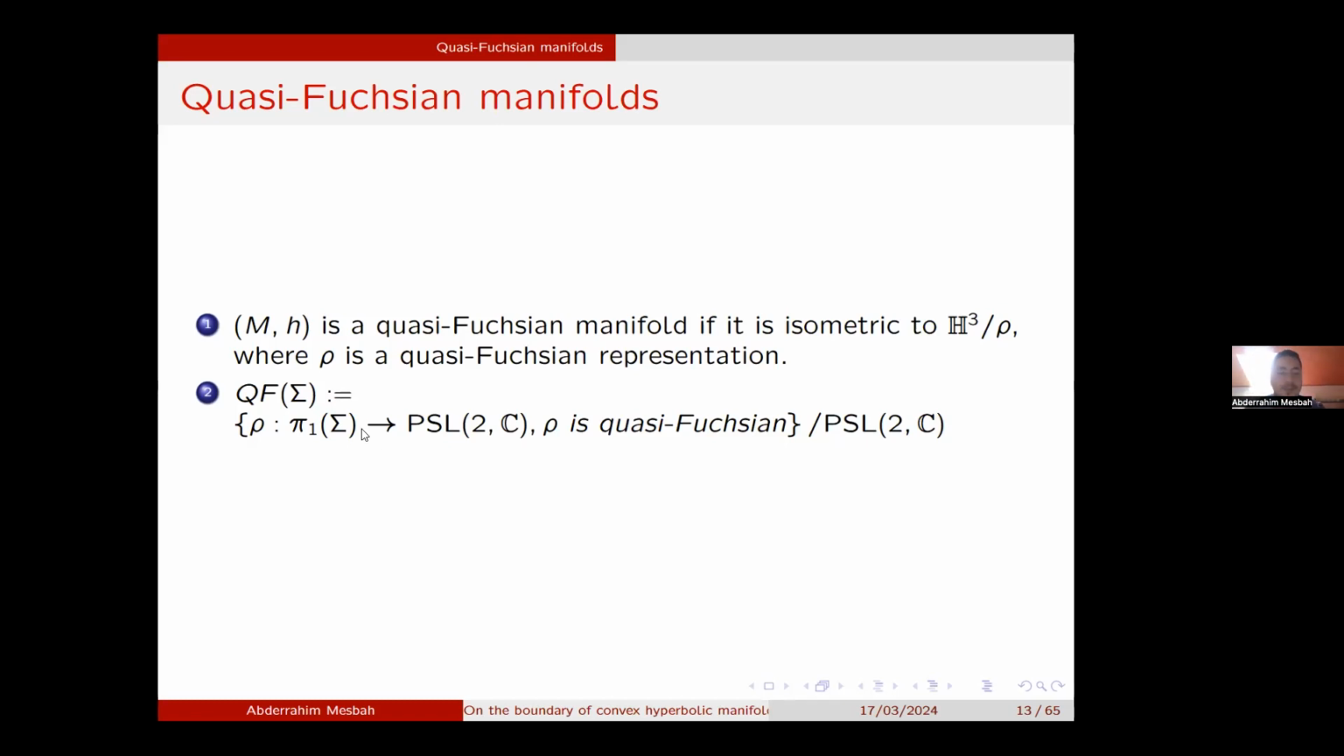Something that we should know is that this point of view, when we see quasi-Fuchsian manifolds as representations, allows us to define a topology on the space of quasi-Fuchsian manifolds, and even more, we can go as far as a complex structure. So the set of quasi-Fuchsian manifolds has a natural complex structure, which comes from this point of view when we take it as a representation.